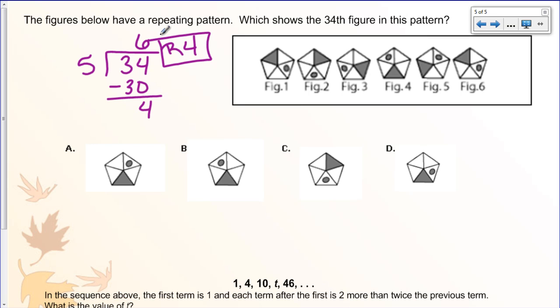This remainder is what's important. This remainder of 4 that I get when I divide by 5, when I take what I want and divide it by how many times it goes before it repeats, that remainder that's left over tells me where the 34th figure is going to be. It's going to be whatever the 4th thing looks like. So if I go 1, 2, 3, figure 4 is exactly what figure 34 would look like. So that is going to be answer choice B.